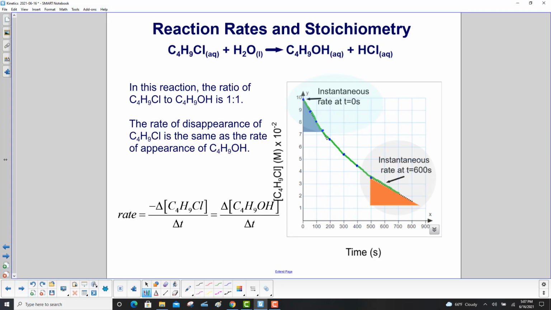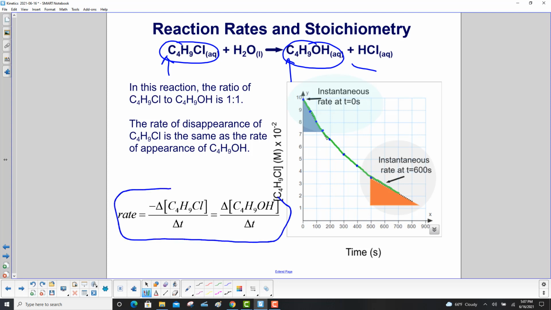In this reaction, the ratio of butyl chloride to 1-butanol is 1:1, right? Because there's a 1 in front of each one when you talk about their moles for the reaction. So the rate of disappearance of butyl chloride is the same as the rate of appearance of 1-butanol. And we express that like this: the concentration of both molecules divided by time. And since one is disappearing while the other is appearing, we have a negative sign. Right? This guy's decreasing, so that's why the negative is here, and this molecule is increasing at the same rate.